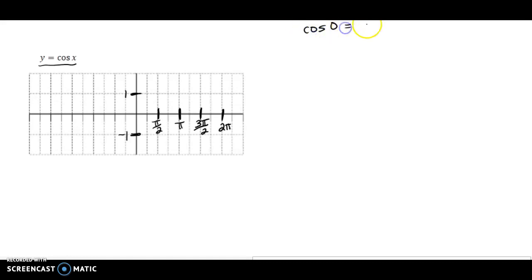If we look at the unit circle, what's cosine of 0? We'll leave it in radians, not degrees. Cosine of 0 is 1, and so this cosine curve will start at (0, 1). And then we could keep going. What's cosine of pi over 2? That's straight up, and cosine of pi over 2 is 0.